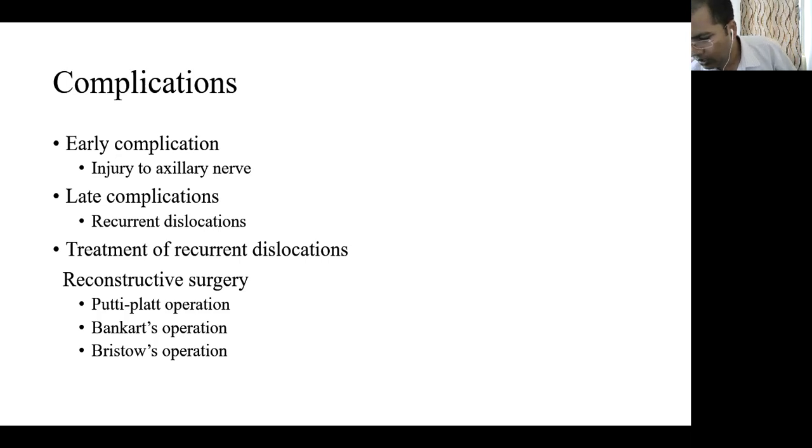And the Bristow operation is an operation of the coracoid process, with reattachment of the torn muscles of the rotator cuff. So that is the reconstructive part. You don't need to go into detail on these procedures; just remember the names, that is enough for the UG level. So these are the procedures to reconstruct the shoulder. Here we finish this shoulder joint also.